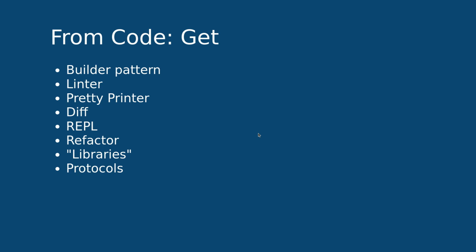Also diffing, it's a great way to see what changed, what was the difference between the current version and the version I have running on that server. REPLs: run and see the results, and change and see the results. Refactoring, as I said, together with the linter: there's an easier or simpler way to do this.